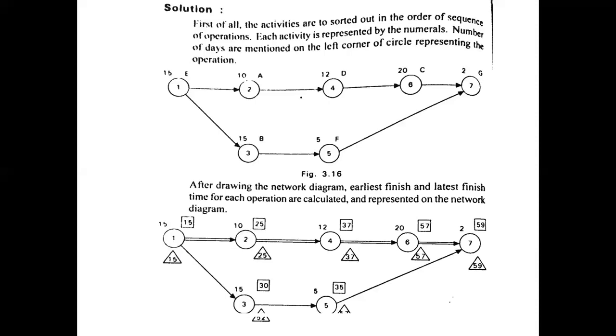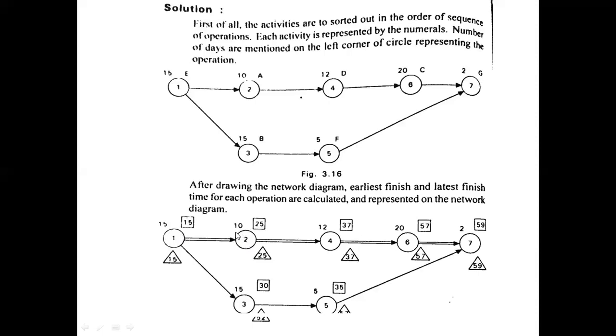So this earliest finish time of the first activity can be treated as the duration of the first one. What is the time duration for the first activity to complete? These 15 days. So for the first activity, it is considered as 15 days. And for the second activity, you have to find out the earliest finish time.